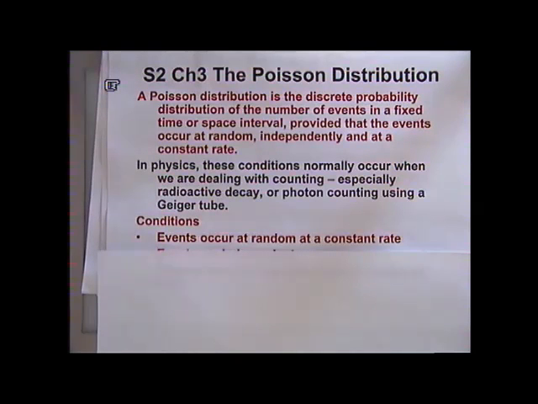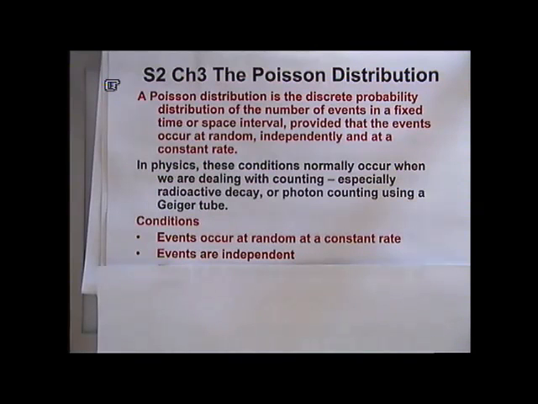The events occur at random at a constant rate. So in an A-level question, if it says use a suitable distribution explaining the reason for your choice, you must always write down, I have chosen this because the events, whatever they are, are occurring at random at a constant rate, and they are independent. So that's another condition. Just like for the binomial earlier, the events are independent.